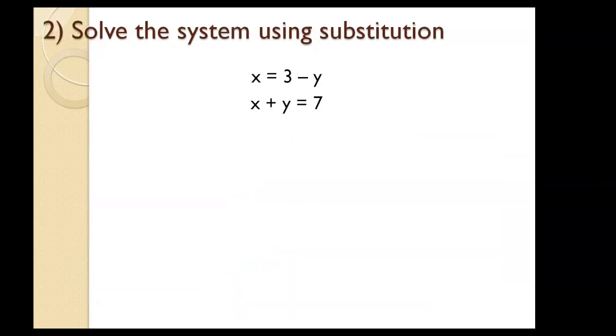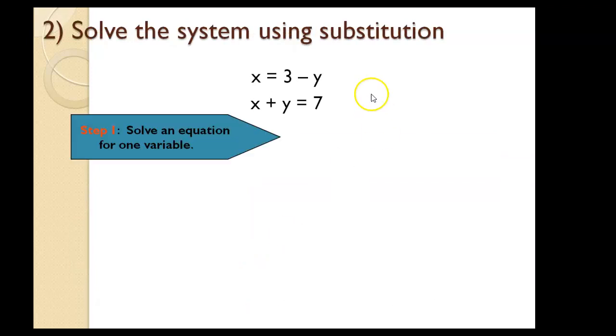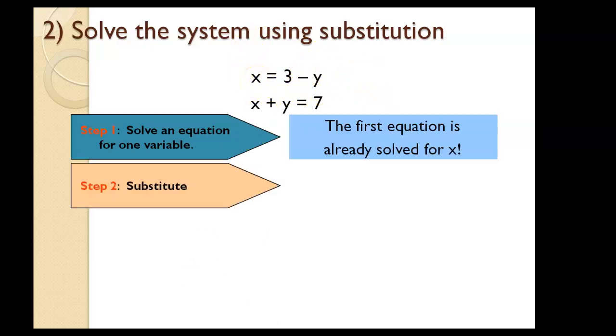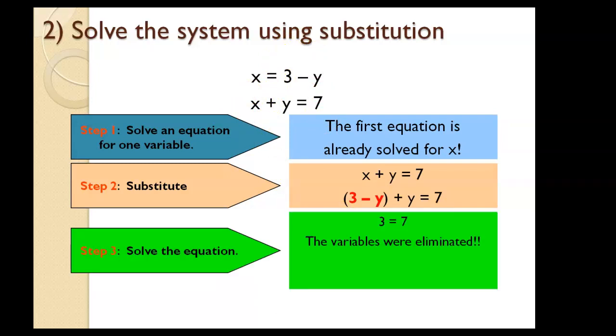Solve the system by using substitution. How about this one? And again, in the first step, you already have x equals 3 minus y. So the first equation is already solved for x. So you are going to just substitute it into the second equation for x. And guess what happened? Negative y and positive y got eliminated. And so you end up with 3 equals 7, which is a false statement.